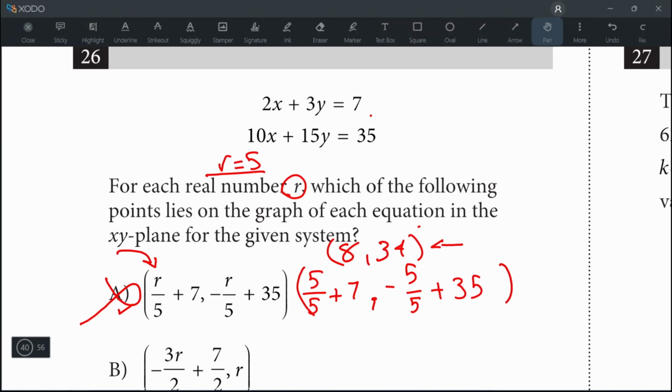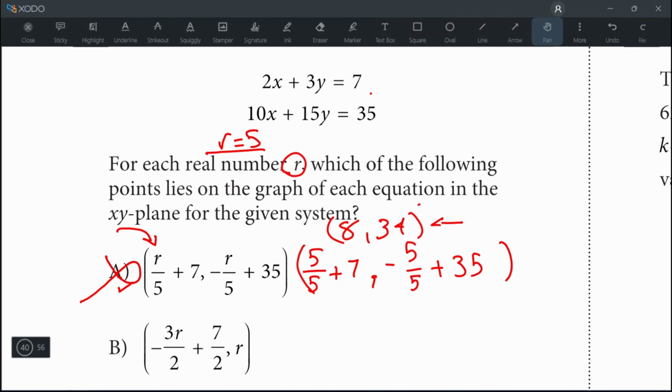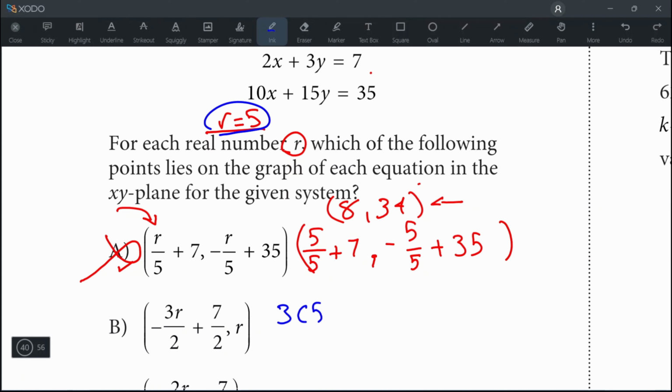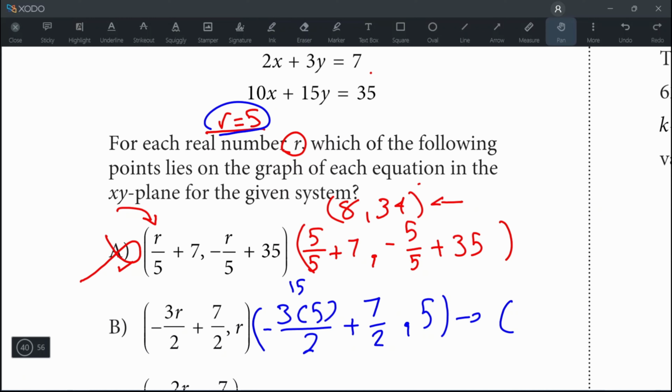Now let's check choice B. We'll do the same steps exactly. We'll plug in the value of r, which is 5, into the function. So we will have negative 3 multiply 5 over 2 plus 7 over 2 and 5. So we will have a value of x that's equal to 3 multiply 5 is equal to 15. So we will have negative 15 over 2 plus 7 over 2, that's equal to negative 8 over 2. That's the x value of this point, and the y value is 5.